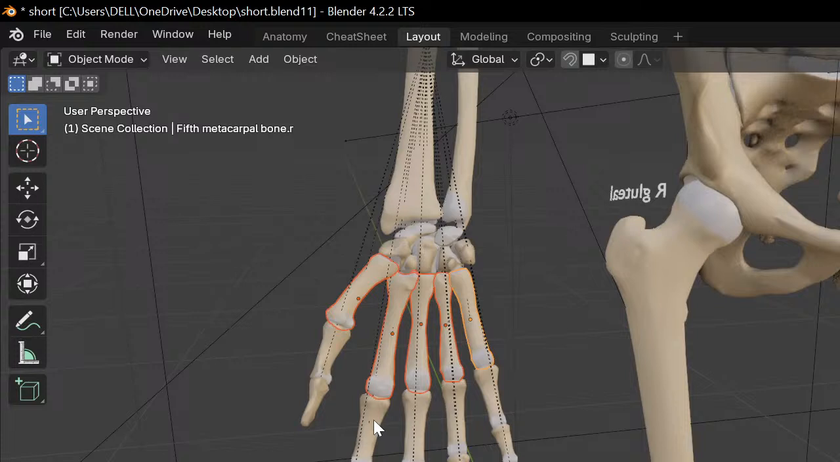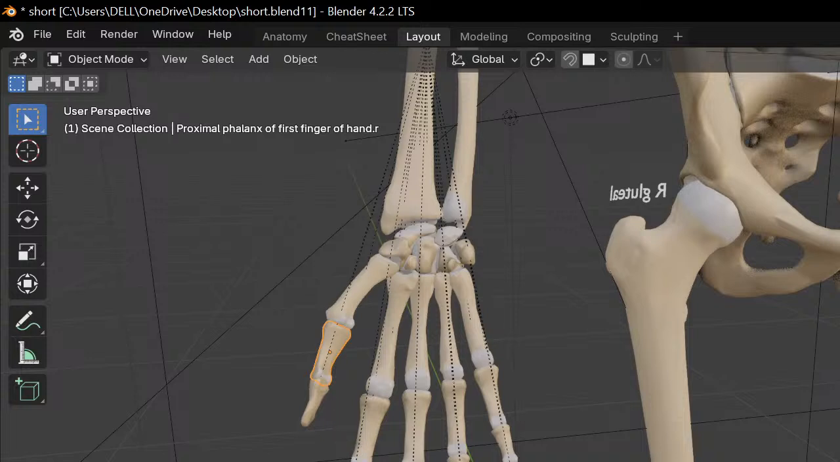Apart from the thumb, the other fingers have 3 phalanges. So we have the proximal phalanges. So we have the proximal phalanx of the second finger. This is the proximal phalanx of the third finger. This is the proximal phalanx of the fourth finger. And this is the proximal phalanx of the fifth finger. Then this is the proximal phalanx of the thumb or the first finger.